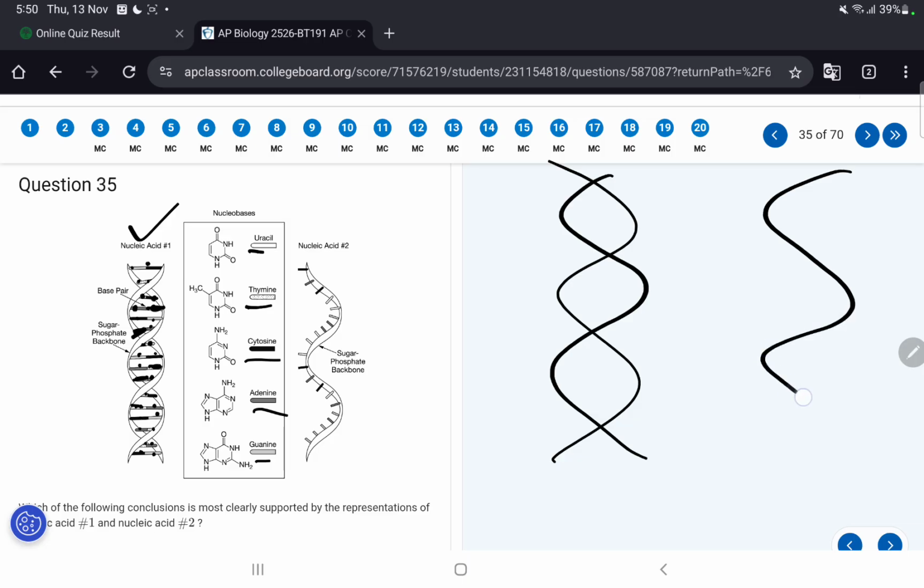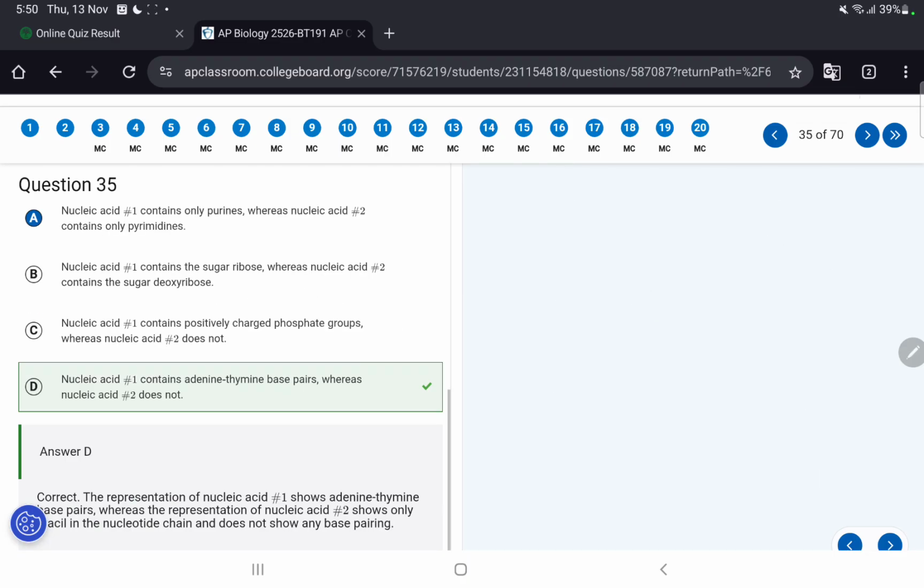Now, in this one, we're also correct because they only drew a single helix. And look here, they included uracil. Here's a uracil, there's a uracil. There's no thymine. No thymine means that we can draw a single strand and we can call it RNA. So adenine-thymine for nucleic acid 1, and for nucleic acid 2, no adenine-thymine.